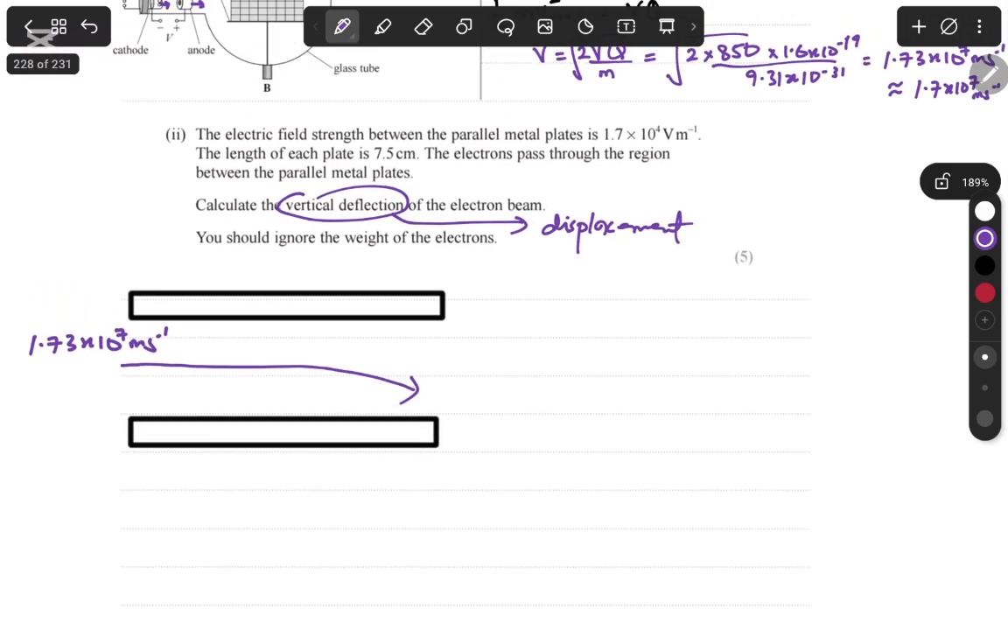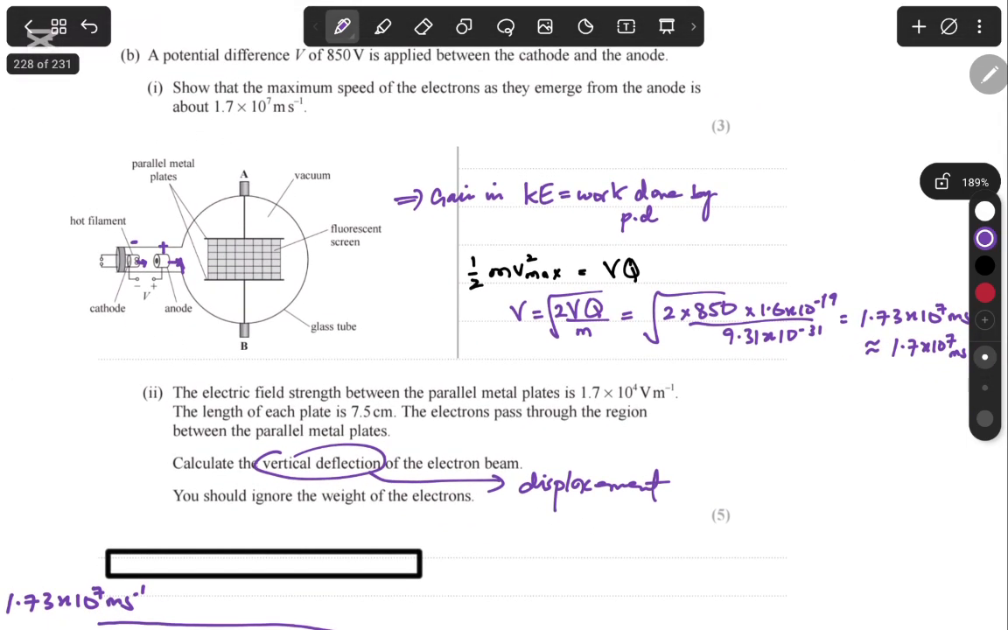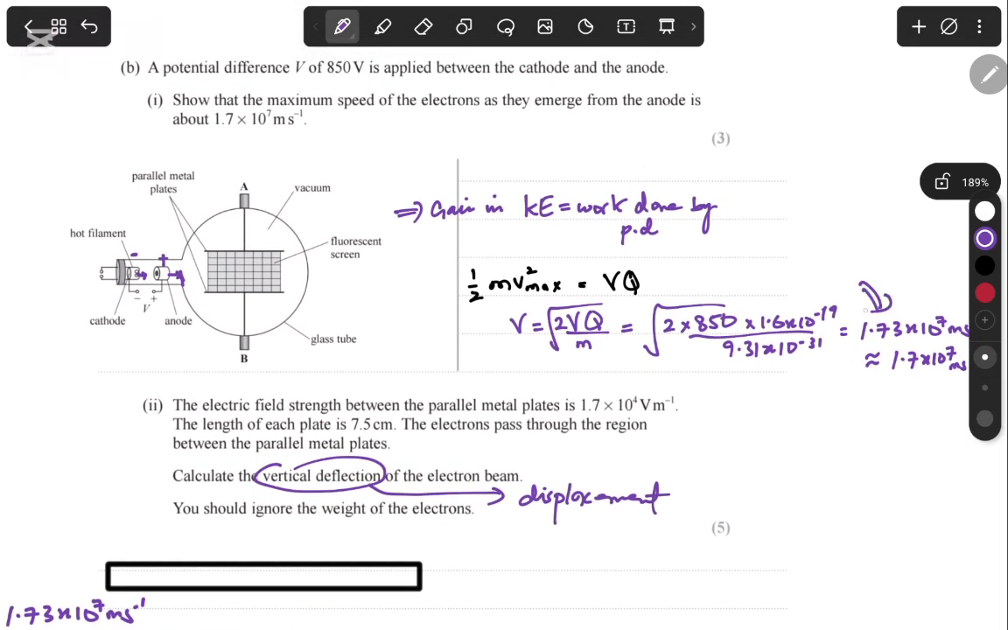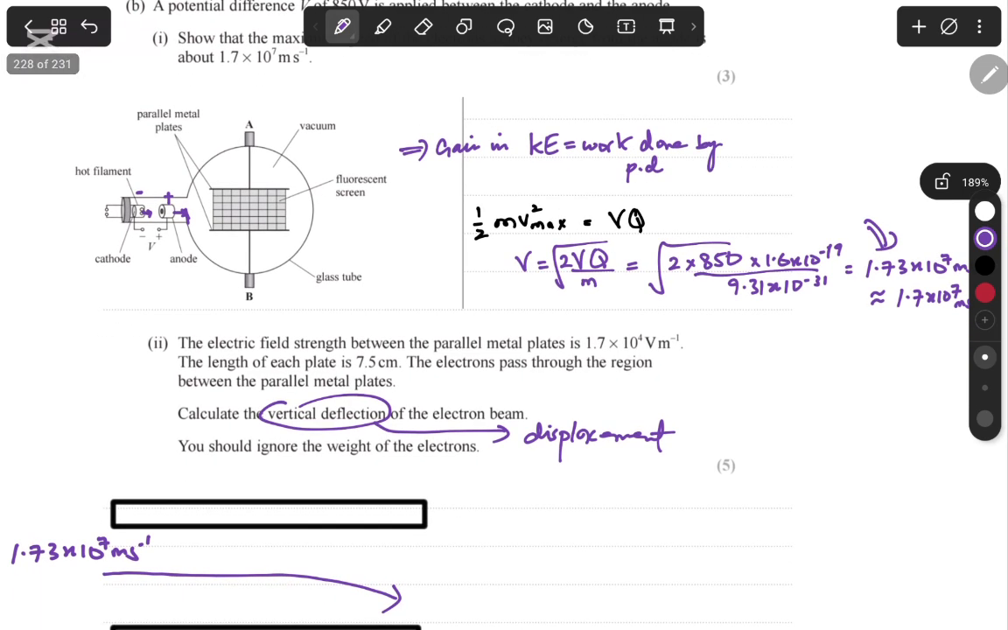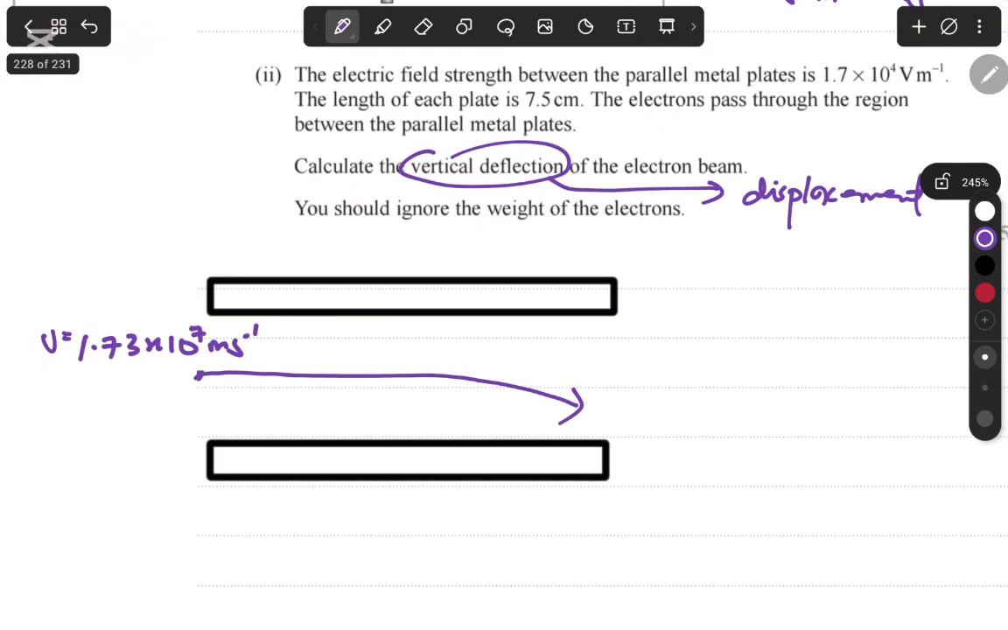Okay, and we know that the electron is going to come out of the anode with the velocity, which we found out before, 1.73 times 10 to the power of 7. And that's the velocity it's going to enter the metal plates with. So that's going to be the initial velocity of the electron. Now remember, this is the initial velocity in the x direction, not in the y direction. The initial velocity in the y direction is equal to 0.